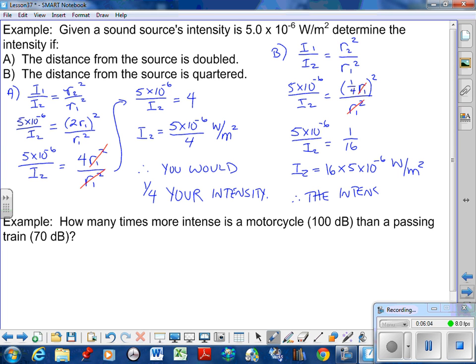The intensity is 16 times greater. All right. So it's an inversely squared relationship.